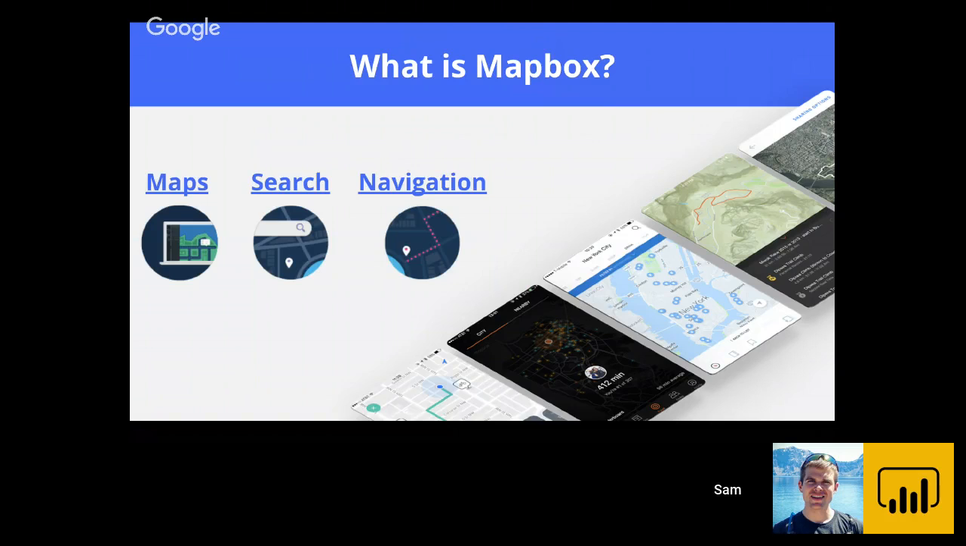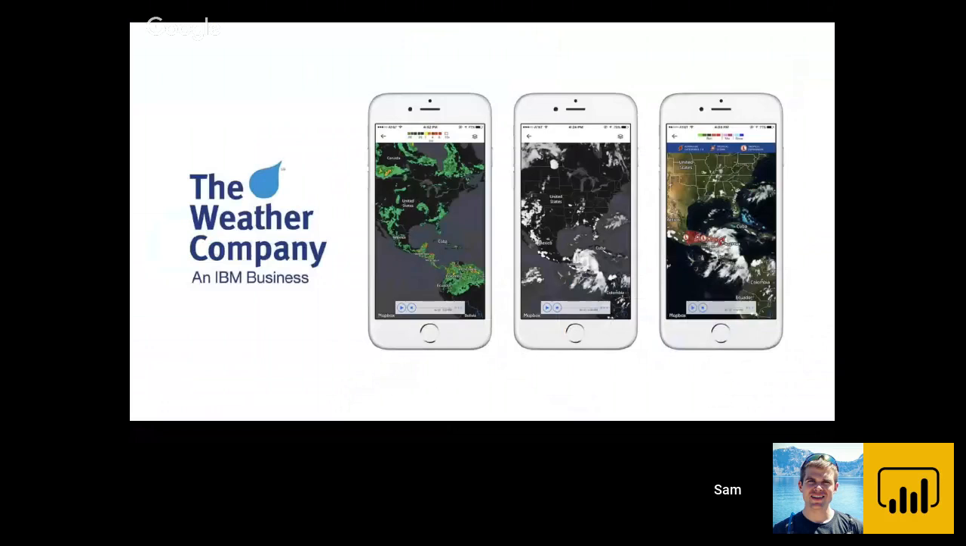We also have a navigation API if you're interested in how to get from point A to B, and up to I think 20 places in between. We provide a logistics API for how to get around. So that's a little bit about what Mapbox is.